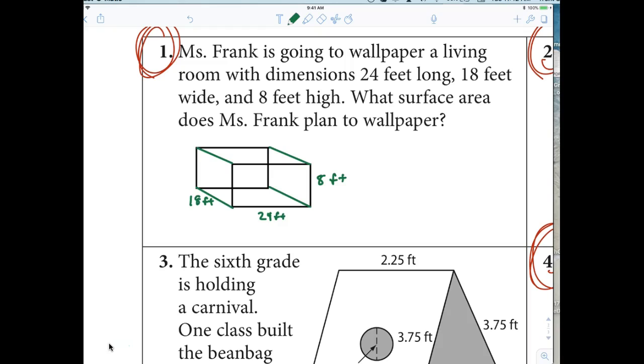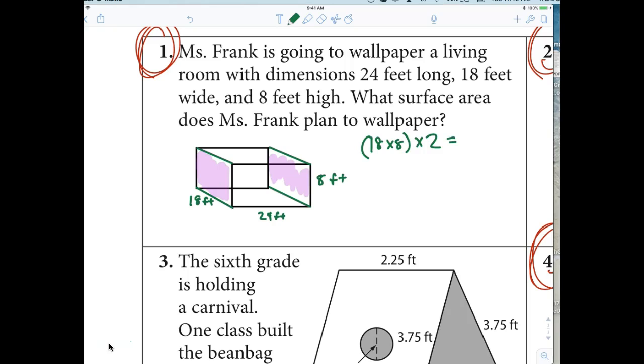Mm-hmm. And we're going to wallpaper the walls. So I'm going to highlight. This wall needs to be wallpapered. Yes. Right? As well as this wall here. Yes. Do you agree those walls are the same? Yes. All right, so what are the dimensions of those walls? 18 times 8. 18 times 8, and then we're going to do what? Multiply that by 2. Agreed? Yes, sir.